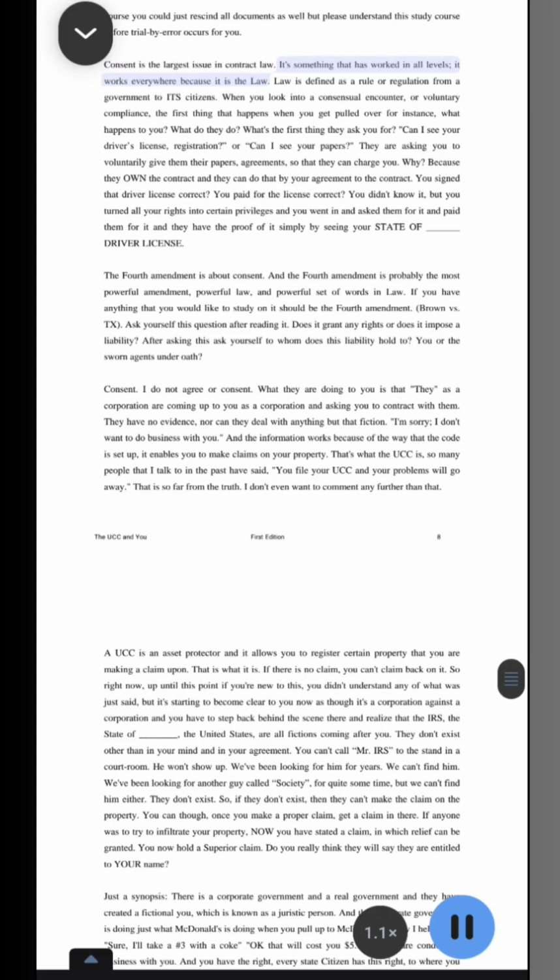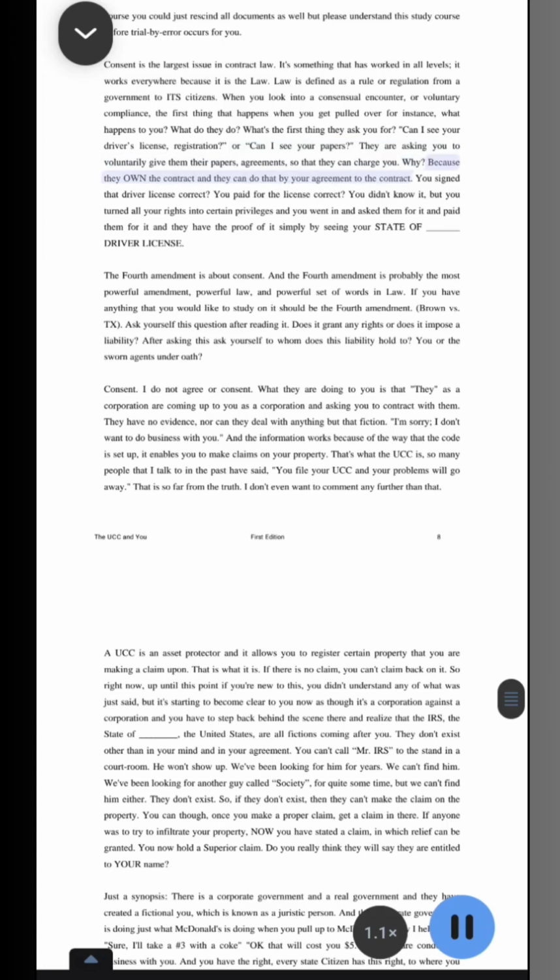Consent is the largest issue in contract law. It's something that has worked at all levels, it works everywhere because it is the law. Law is defined as a rule or regulation from a government to its citizens. When you look into a consensual encounter, or voluntary compliance, the first thing that happens when you get pulled over, for instance, what happens to you? What's the first thing they ask you for? Can I see your driver's license, registration, or, can I see your papers? They are asking you to voluntarily give them their papers, agreements, so that they can charge you.